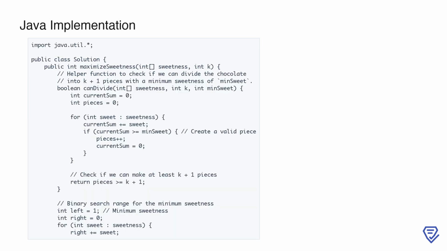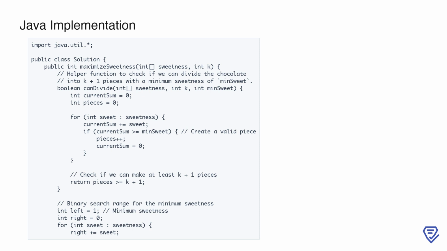Here, we begin with the Java implementation of the problem. First, we import the necessary utilities and define the solution class. Within this class, the main function maximizeSweetness is created, which takes in the sweetness array and the number k representing the desired number of friends. To help with the logic, we define a helper function called canDivide, which checks if it's possible to divide the chocolate into at least k plus 1 pieces, each having a minimum sweetness of min_sweet.